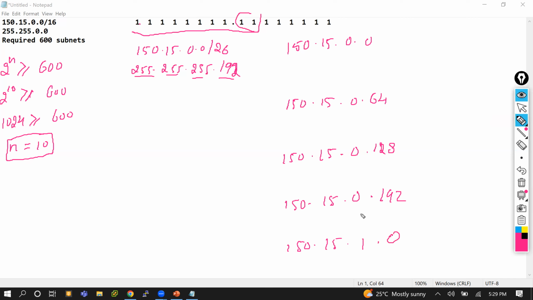Before that, whatever number is in the octet, it is going to get incremented. So the third octet we have 0, now it is going to increment to 1.0 here. Next 150.15.1.64, 1.128, 1.192. Next 2.0, then 2.64. This keeps getting incremented. This is how in total you get 1024 subnetworks, but in that we require only 600 subnets. Got it?